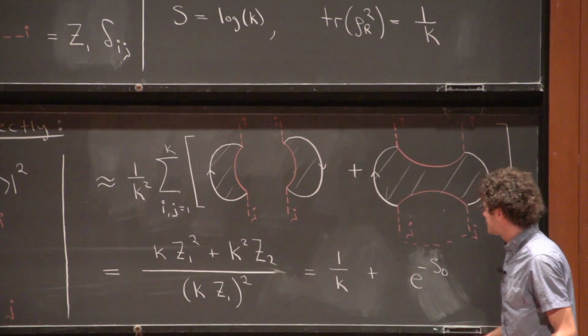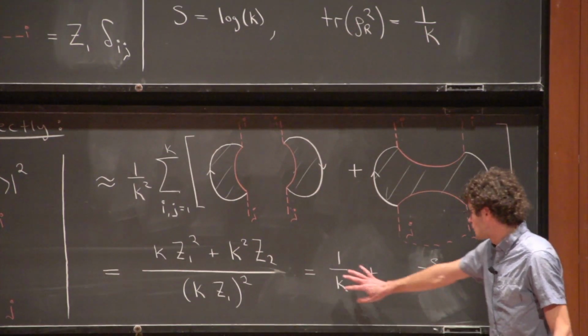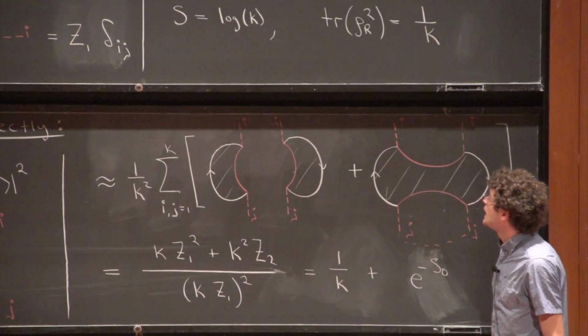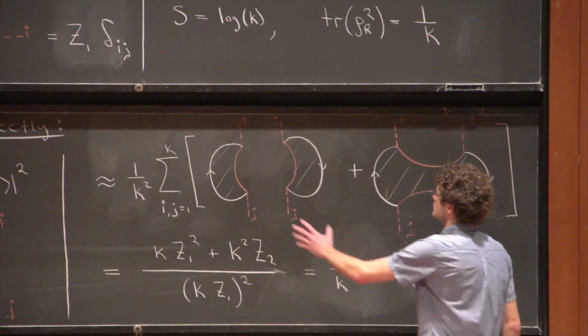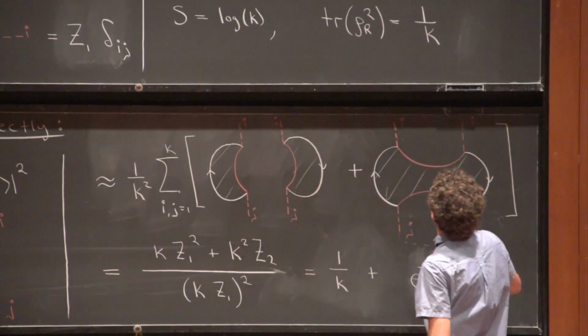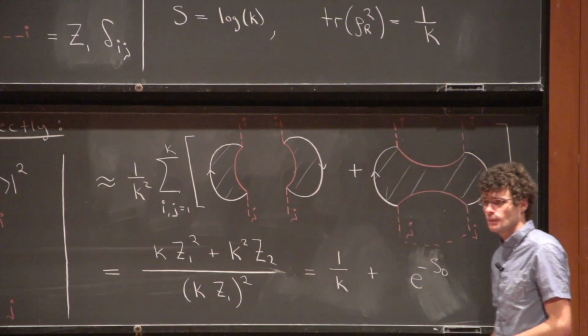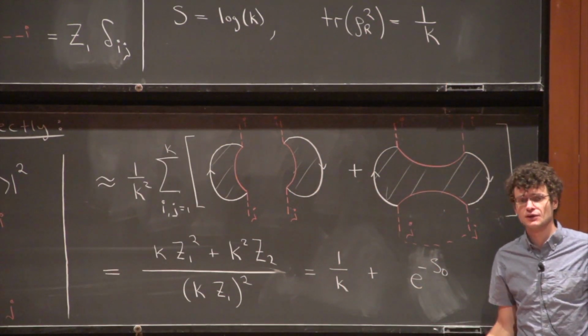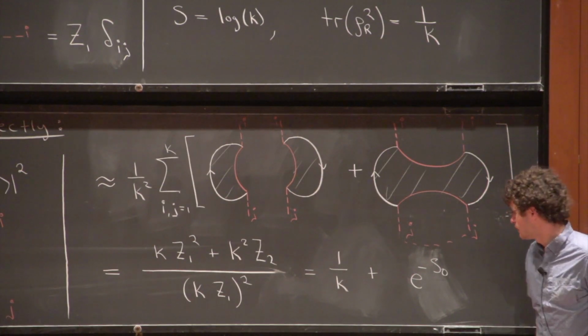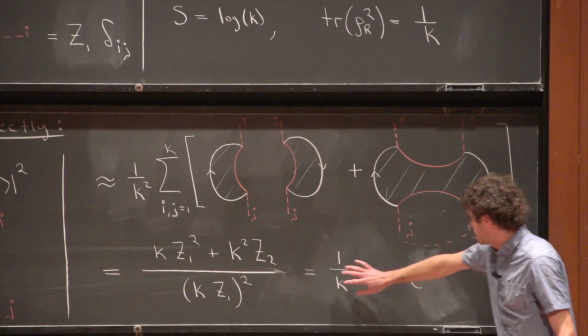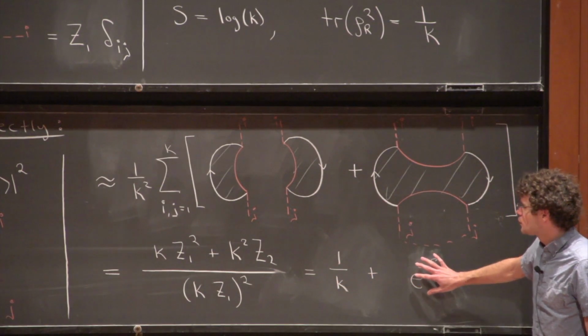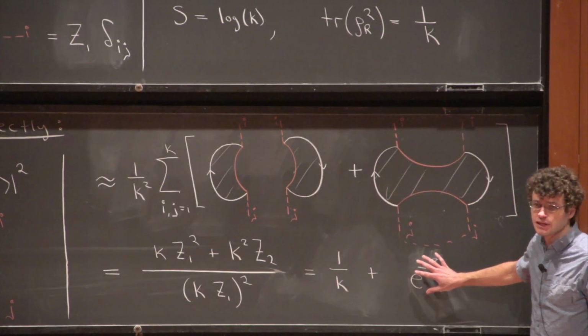So if k is not too big, then this term will be much bigger than that term, and we'll find that these disconnected geometries dominate, and we recover essentially this computation here. But if we make k extremely big, bigger than e to the S_0 of the black hole, then this term will be bigger than that term, and the purity will saturate at a value that's independent of k.